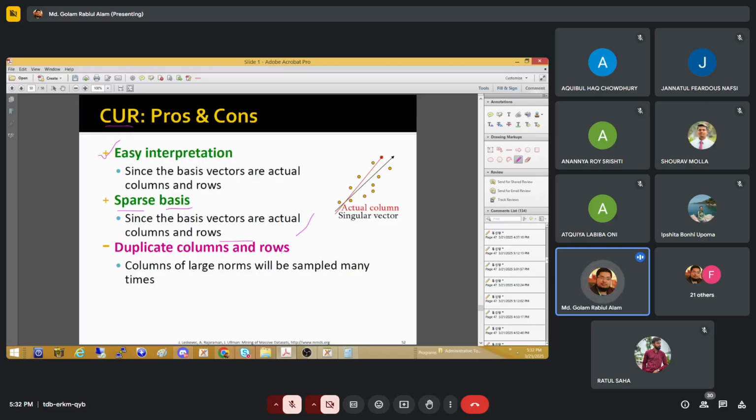But what's the limitation here? The limitation here is the duplicate columns and rows. This is the limitation, because based on the probability, the same column can appear multiple times. So that is one of the problems here. But there are some solutions also.